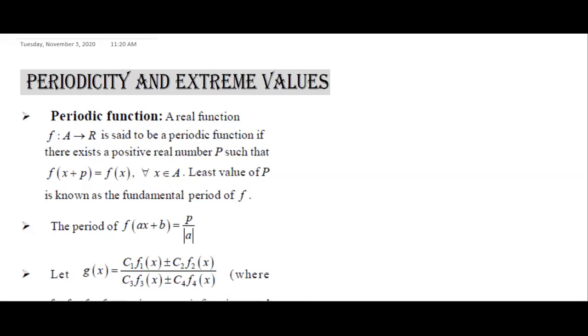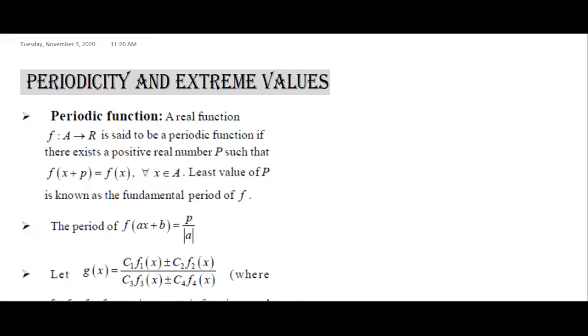In the previous class, we completed up to transformations. Today I am going to discuss periodicity and extreme values. First I am going to explain periodicity. What is a periodic function?